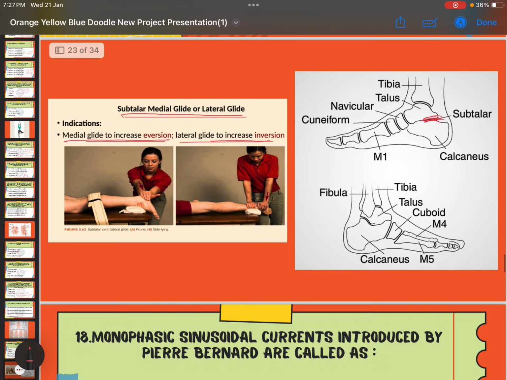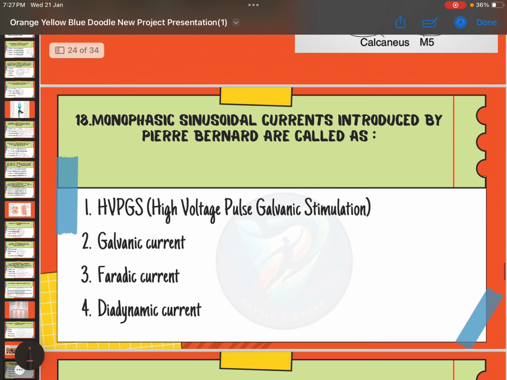Next, come to question number 18. Monophasic sinusoidal currents introduced by Perry Bernard are called as option 1 HVPGs, option 2 galvanic current, option 3 Faradic current, and option 4 diadynamic current. Here the correct answer is option 4 diadynamic current.